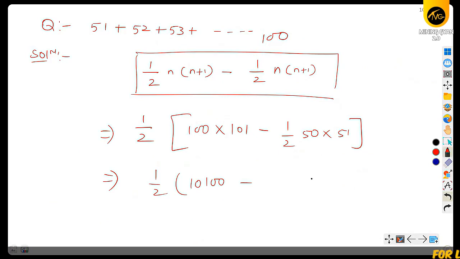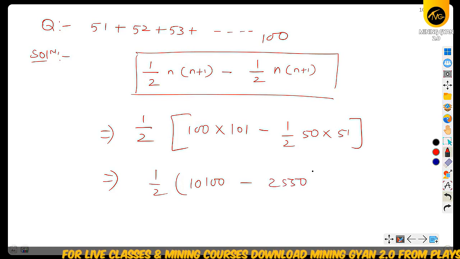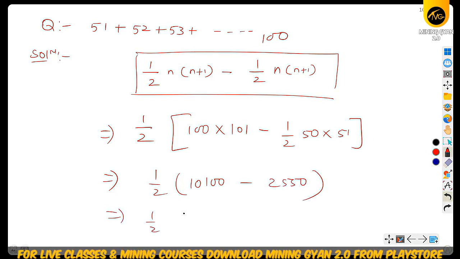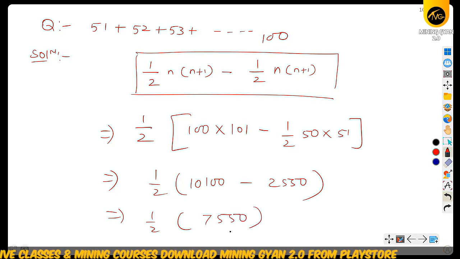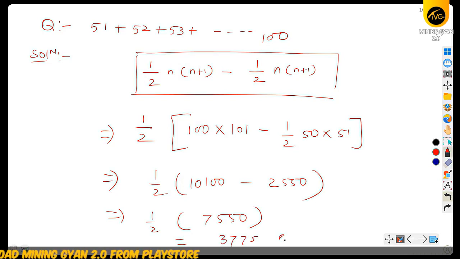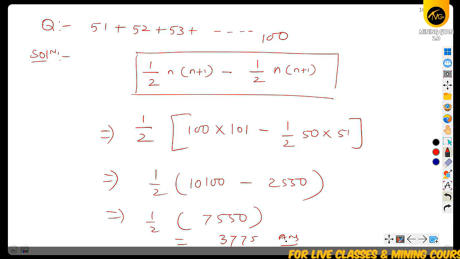So 50 times 51 is 2550. 1 divided by 2, 10,100 minus 2,550, that will be 7,550. Now again half of 7,550 is 3,775. So the answer is 3775. 3775 is the answer.